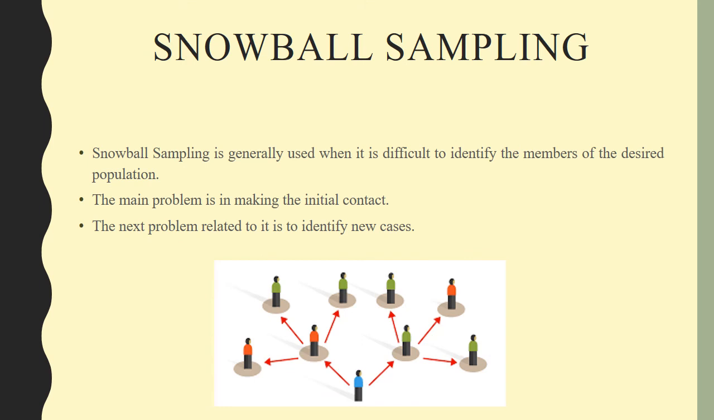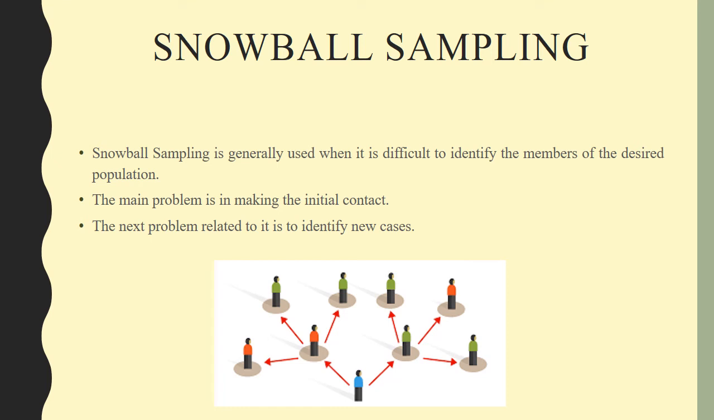Coming to the third type of sampling design, snowball sampling. Snowball sampling is generally used when it is difficult to identify the members of the desired population. Examples: deep sea divers, families with triplets, people using hearing aids, doctors specializing in a particular ailment, etc. So here you can take the examples, right? Whatever examples I have quoted just now, you can observe families with triplets, people using hearing aids. You want to take these particular things as the population.